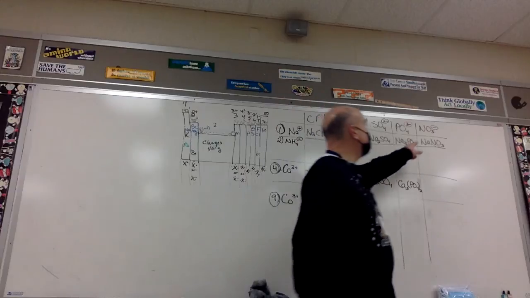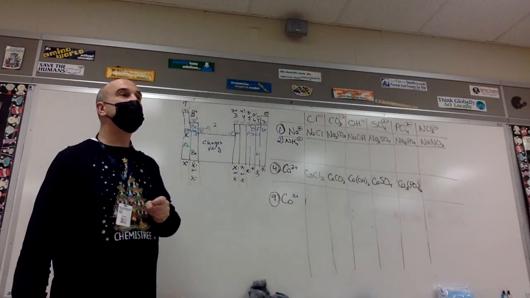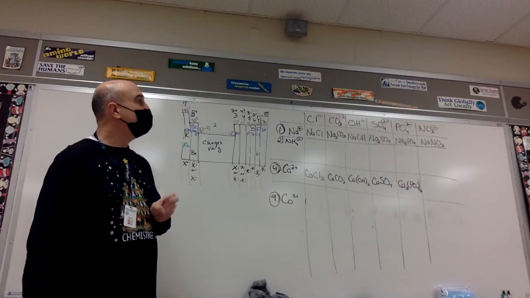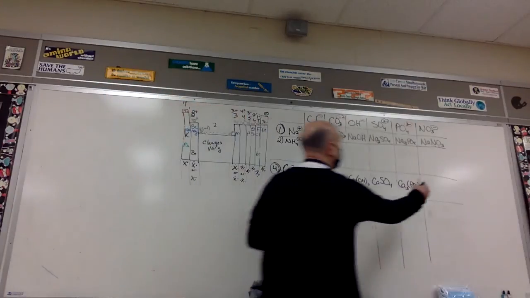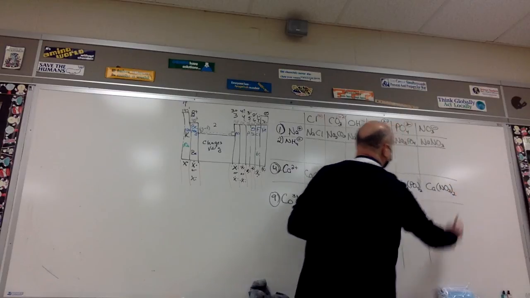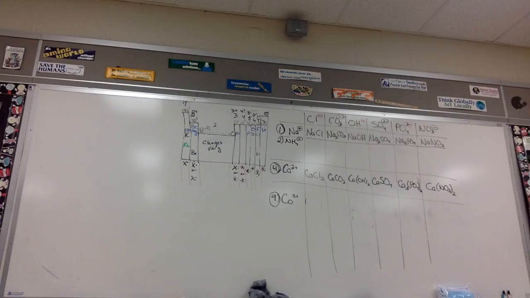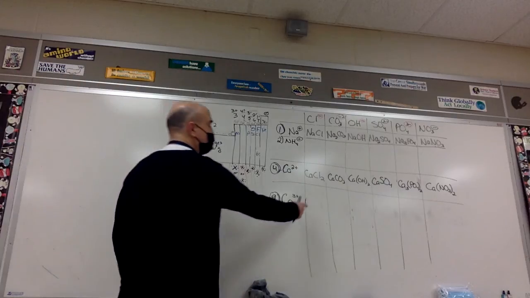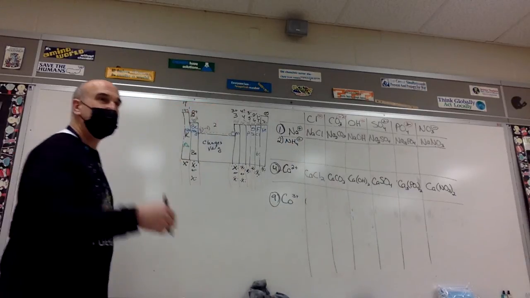All right, and then how many nitrates are we going to need to cancel out calcium? Making sense? All right, then I picked number 9 because that has a +3 charge, just to change up the charges a little bit. So what's this formula going to be for cobalt chloride? CoCl3.